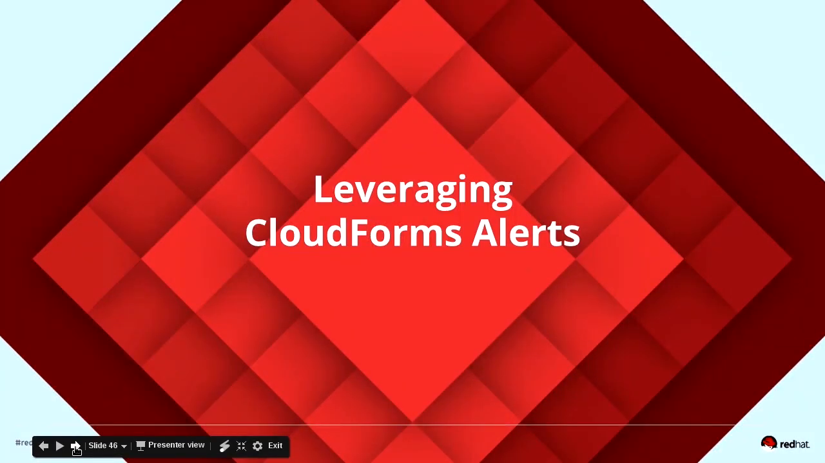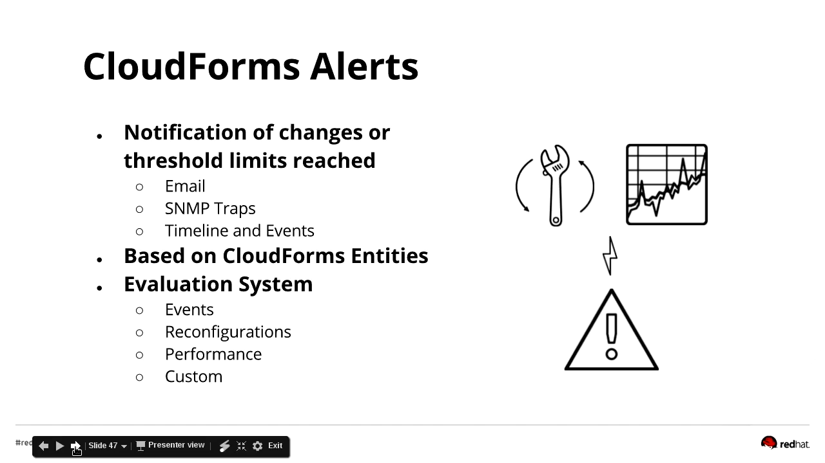So we mentioned alert a couple of times. I want to show you a couple of examples and define what they are. They are notification of changes in the entities, or notification of a threshold limit that has been reached. As Itamar mentioned earlier, you can send emails, SNMP traps, or visualize those in the timeline. You can also trigger an event that you can then chain to policies and automation.